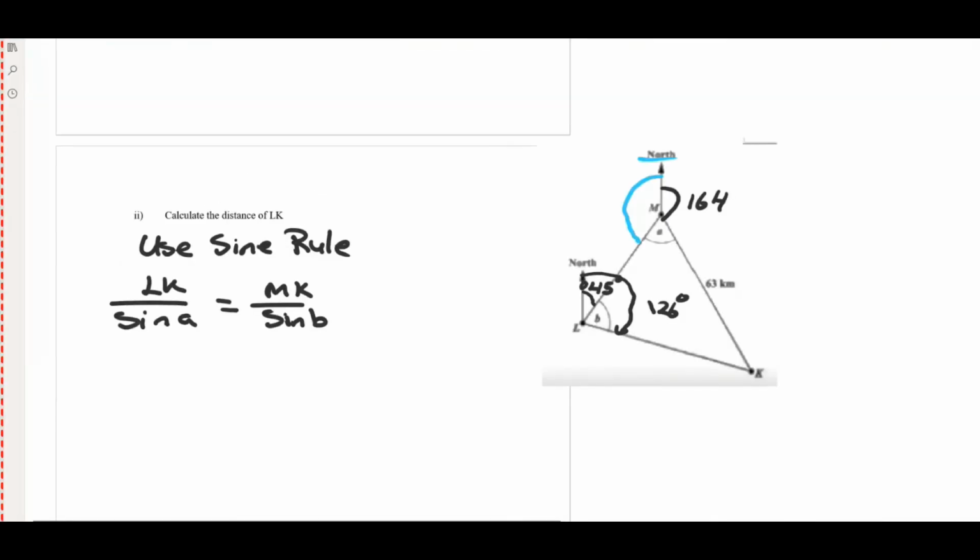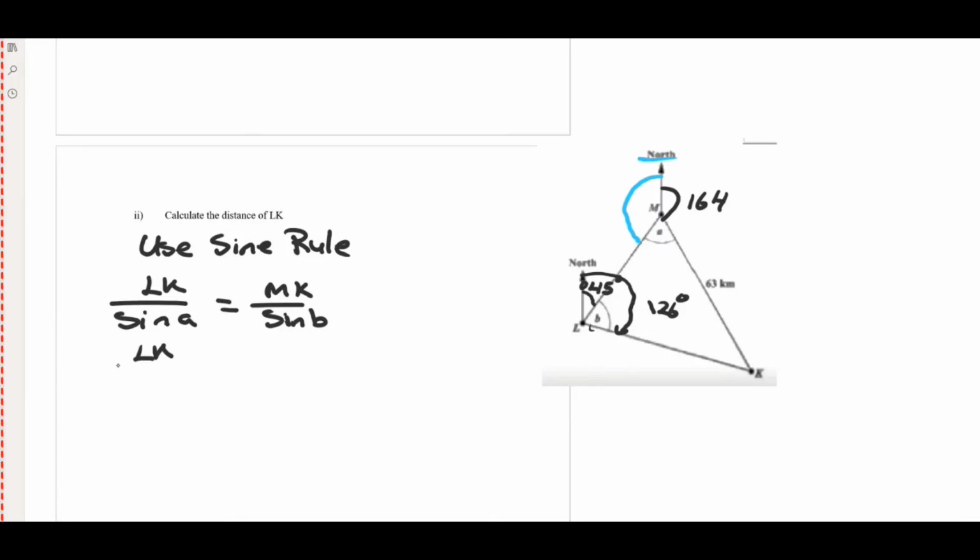I'm just putting this here so we can see it. The reason why we use the sine rule is we have one side and two angles, and the one side is corresponding with an angle, meaning it is opposite the angle given. So MK and angle B are corresponding, and angle A is corresponding with LK. We don't know what LK is, so let's just put in the values.